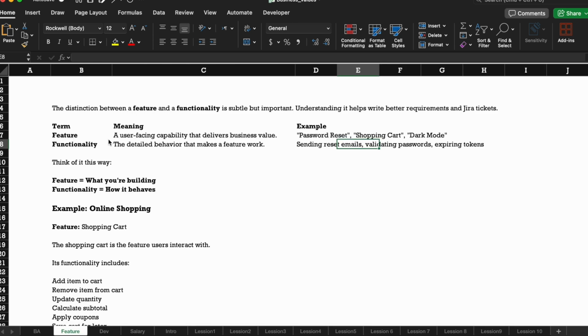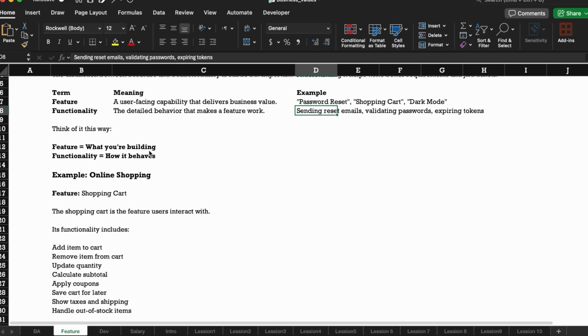So a feature is a user-facing capability that delivers business value. Password reset, shopping cart, dark mode, these are features. Functionality is the detailed behavior that makes a feature work, like sending a reset email, validating, right? So feature is what we are building; functionality is how it behaves.